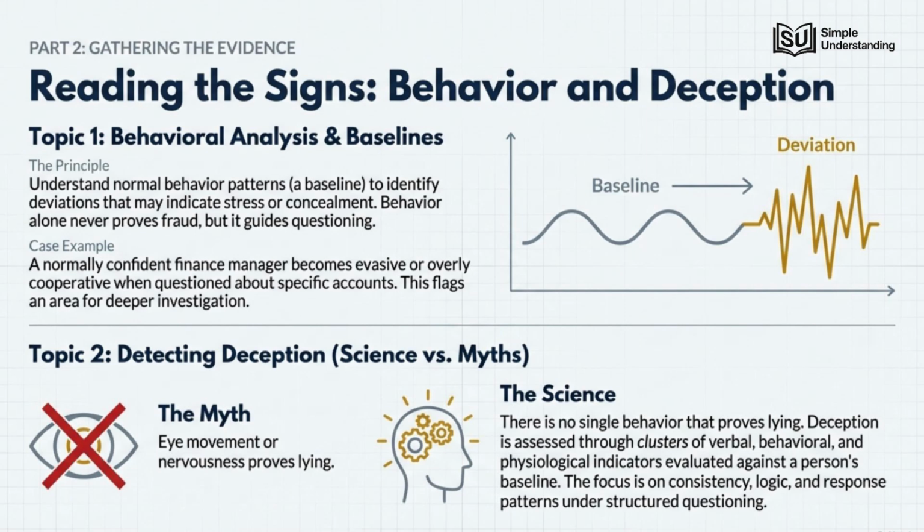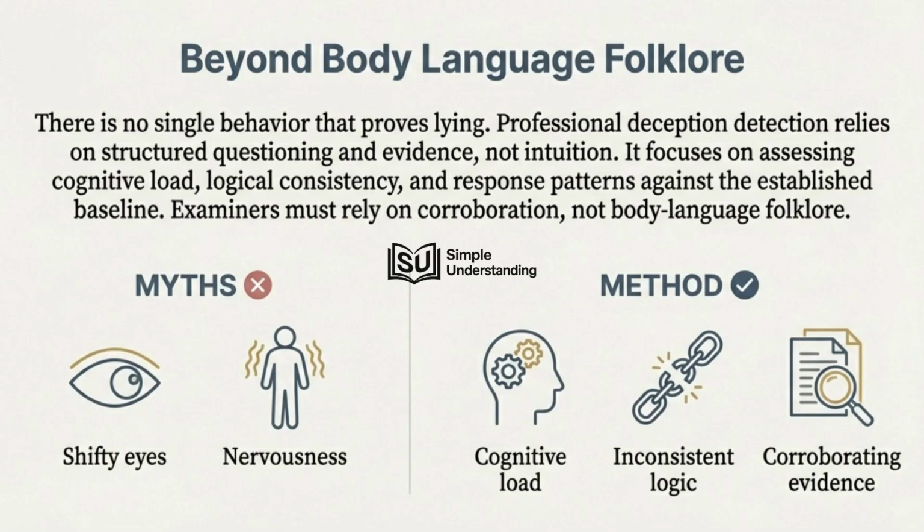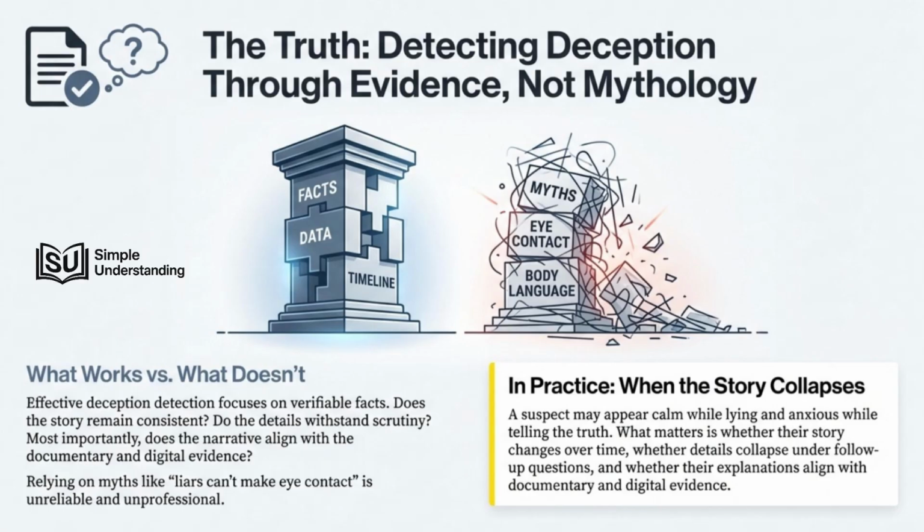The CFE exam emphasizes that there is no single behavior that proves lying. Instead, deception is assessed through clusters of verbal, behavioral, and physiological indicators evaluated against a person's baseline. The focus is on consistency, logic, cognitive load, and response patterns, not on myths such as eye movement or nervousness alone. Fraud examiners must rely on structured questioning, corroboration, and evidence, not intuition or body language folklore.